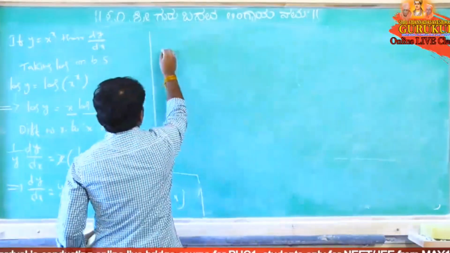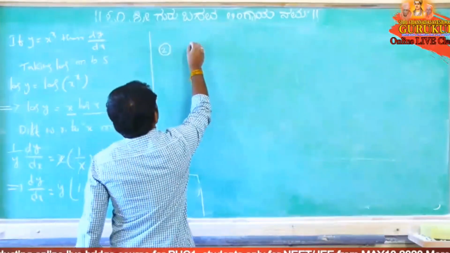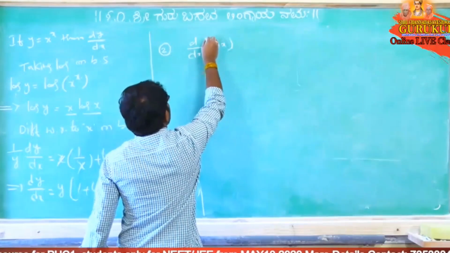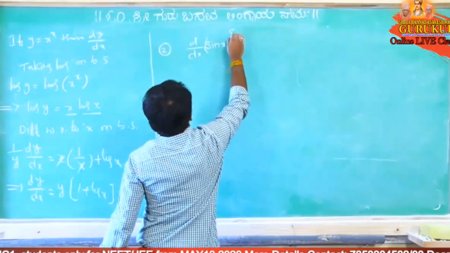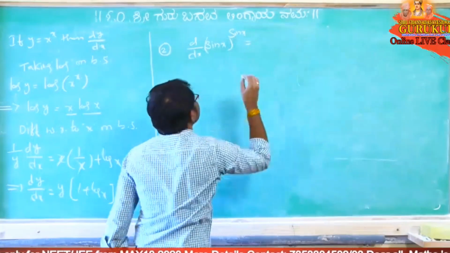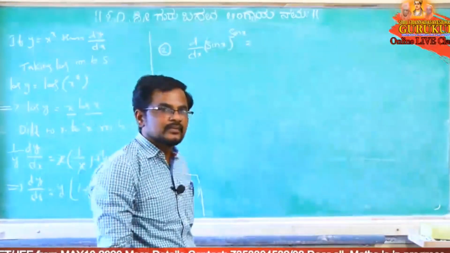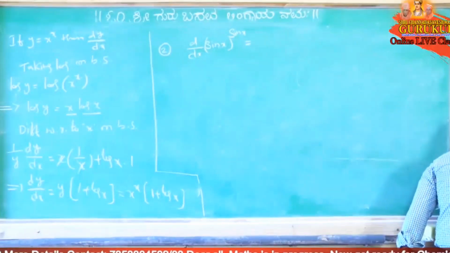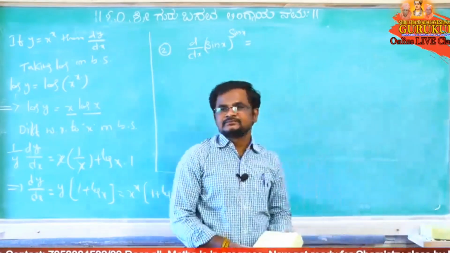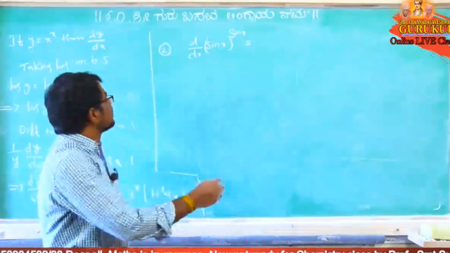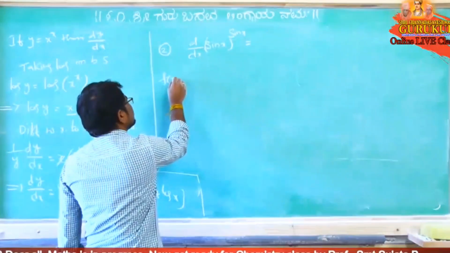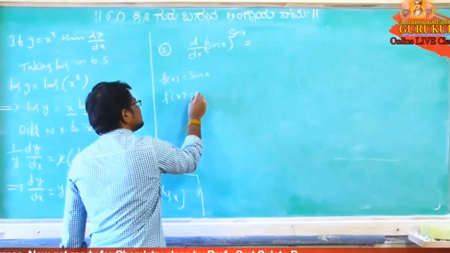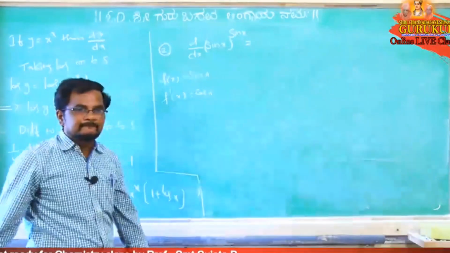Take one more example here. d by dx of (sin x) whole power sin x is given. What do we have to do? Here our function is f of x equal to sin x, and f dash of x equal to cos x.